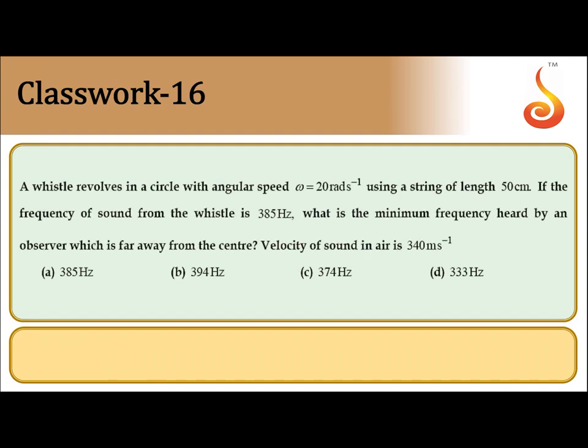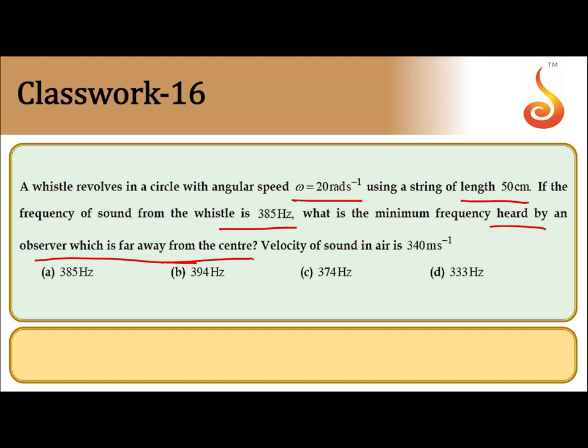Next one. A vessel revolves in a circle with angular speed 20 radian per second using a string of length 50 centimeter. If the frequency of sound from the vessel is 385 Hz, what is the minimum frequency heard by an observer far away from the center? Velocity of sound in air is 340 meter per second.